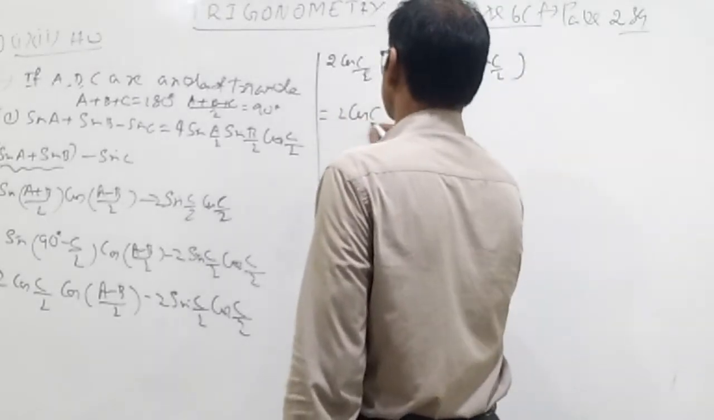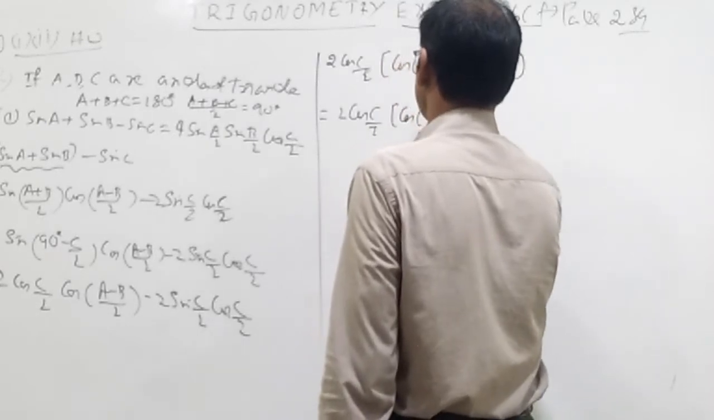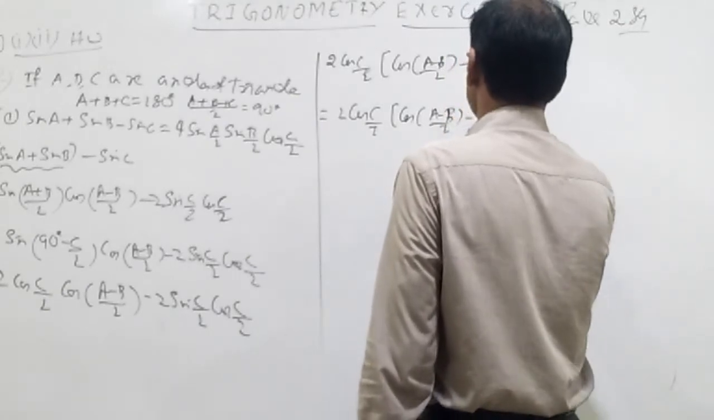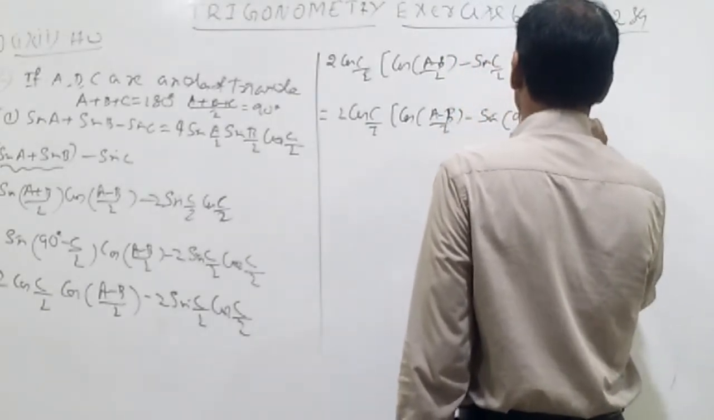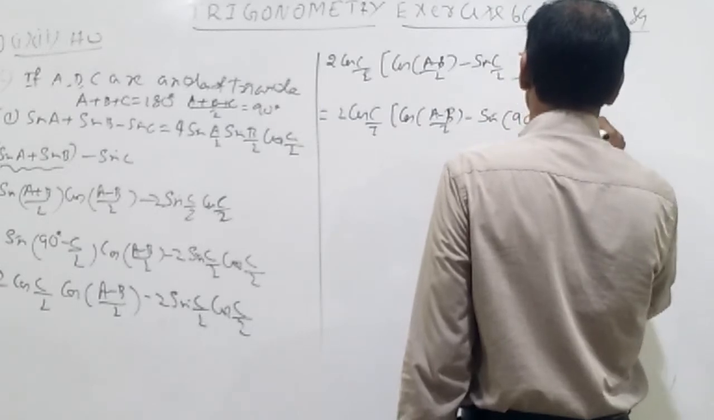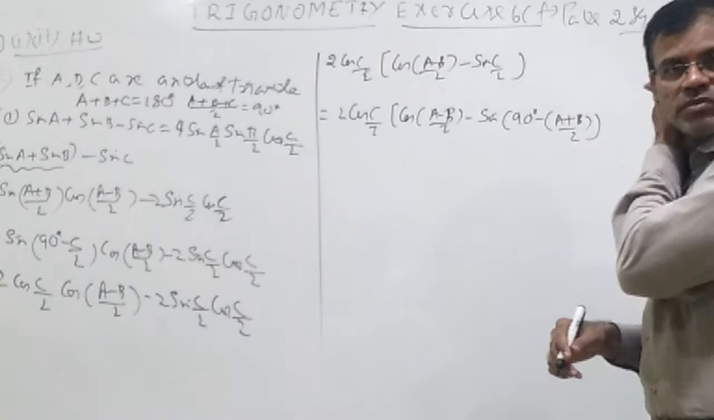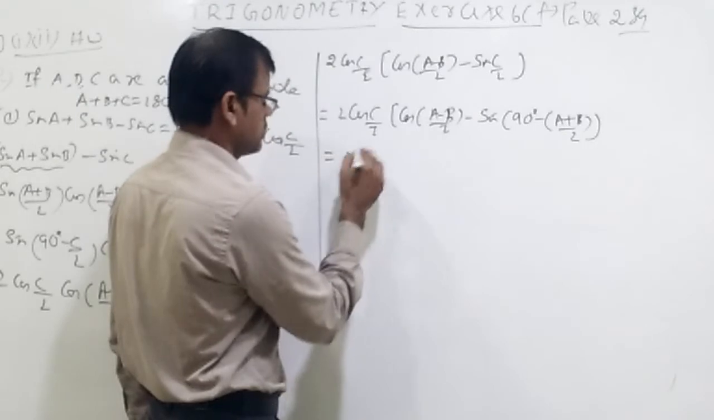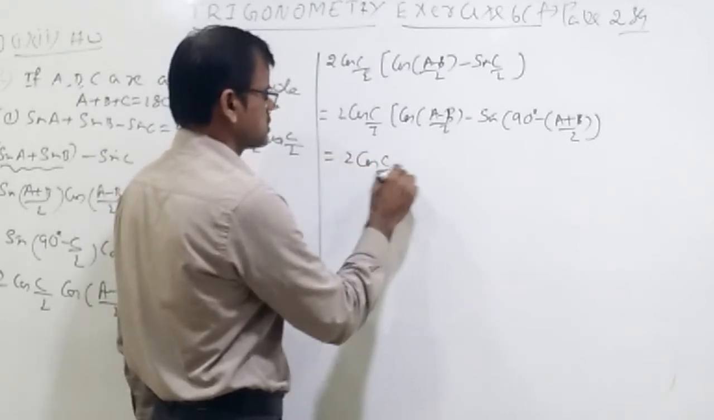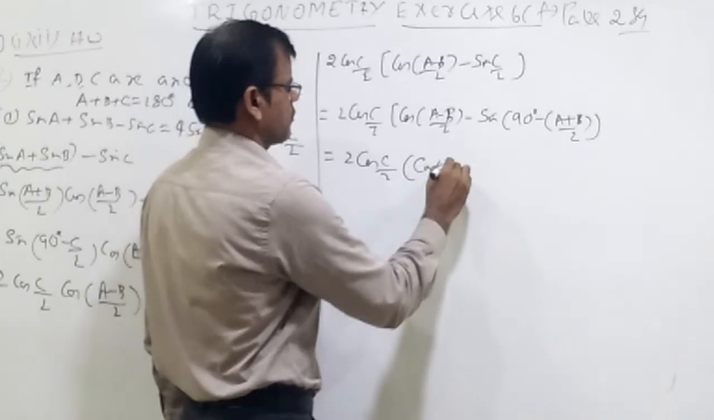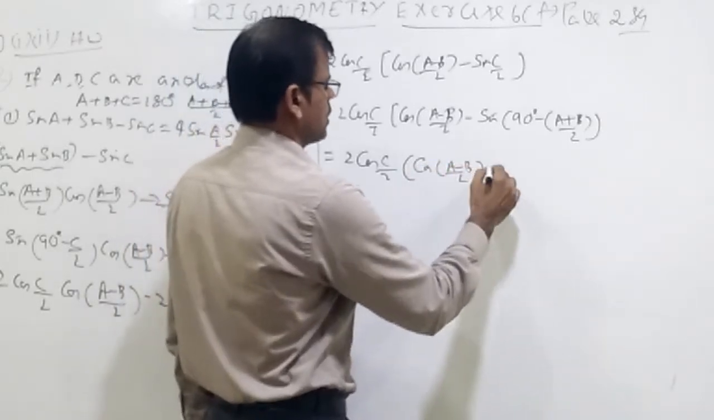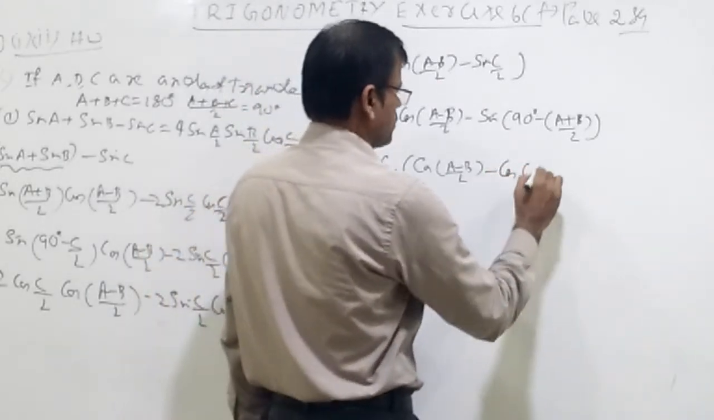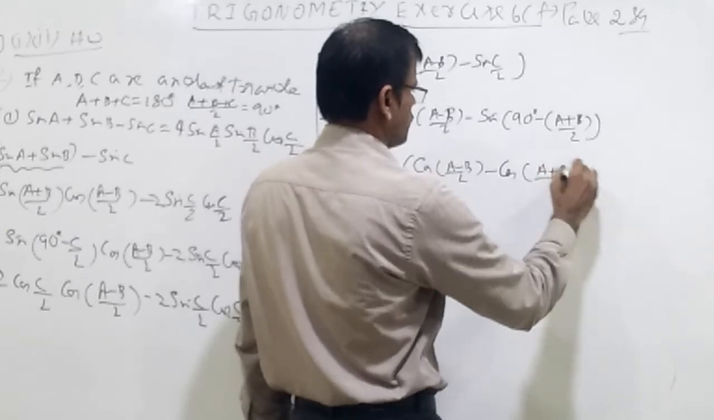That is equal to, next step, 2 cos C by 2 into cos of (A minus B) by 2 minus sin C by 2, which can be understood as sin of 90 minus (A plus B) by 2. For our convenience, C by 2 can be written in the form of 90 minus (A plus B) by 2. Here, 2 cos C by 2 into cos of (A minus B) by 2 minus, since sin (90 minus theta) becomes cos theta, cos of (A plus B) by 2.